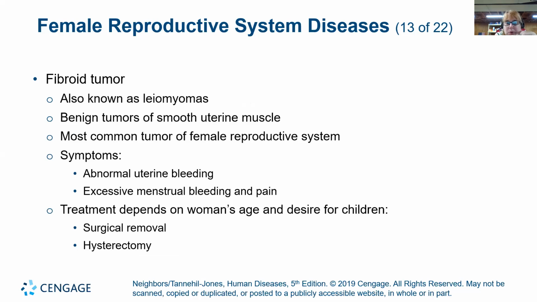The symptoms are abnormal uterine bleeding, excessive menstrual bleeding, and severe pain. One of the big things is when women are bleeding between their periods. This could be one of the big possibilities. So the treatment depends on a woman's age and desire for children. If it's a bad tumor and you're done having kids, women will often opt for just the hysterectomy so that it doesn't occur again. But if you're young and you want to have children, many will opt for just the surgical removal of the actual fibroids.